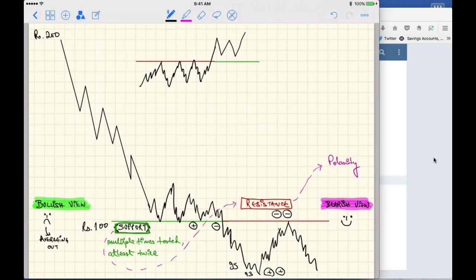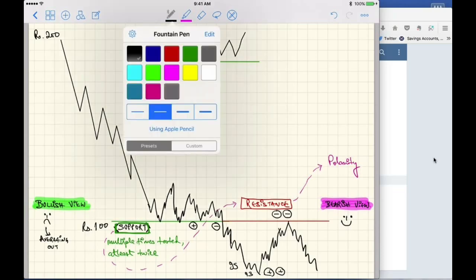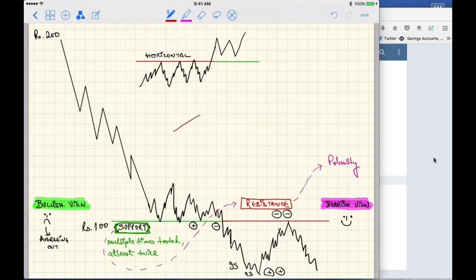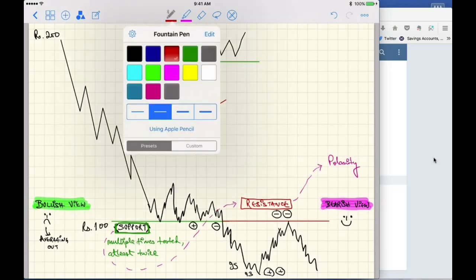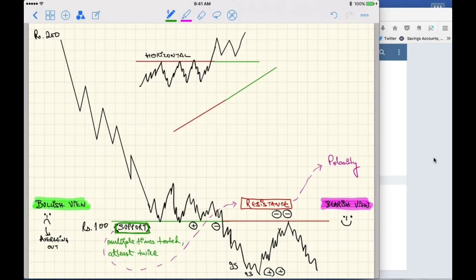Now notice that this line was horizontal. This support as well as resistance line, the slope was essentially flat, it's horizontal. That may not always be the case. You might have instances where the lines are maybe rising or the lines may be falling.